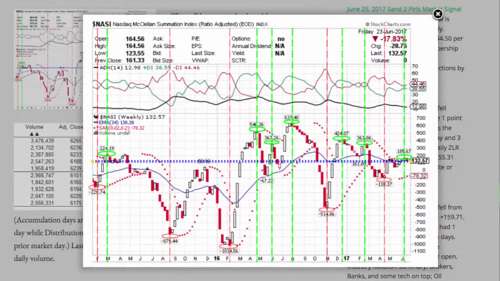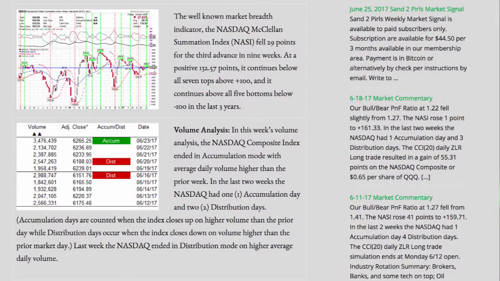The well-known market breadth indicator, the Nasdaq McClellan Summation Index, fell 29 points for the third decline in 9 weeks. At a positive 132.57 points, it continues below all 7 tops above plus 100, and it continues above all 5 bottoms below minus 100 in the last 3 years.